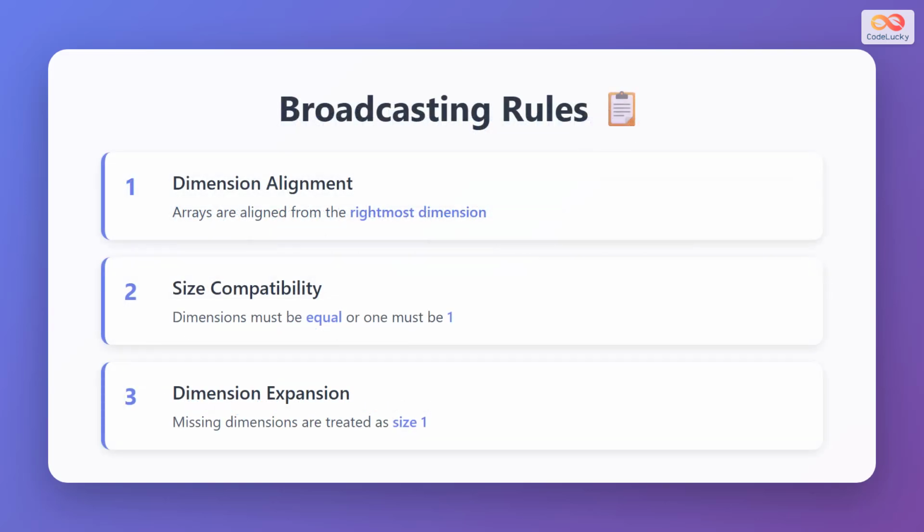NumPy follows three fundamental rules for broadcasting. Rule number 1, dimension alignment. Arrays are aligned from the rightmost dimension, meaning NumPy starts comparing shapes from the end moving backwards. Rule number 2, size compatibility. For broadcasting to work, dimensions must either be equal or one of them must be 1. Rule number 3, dimension expansion. When an array has fewer dimensions, missing dimensions are treated as having size 1 and are automatically added on the left side.